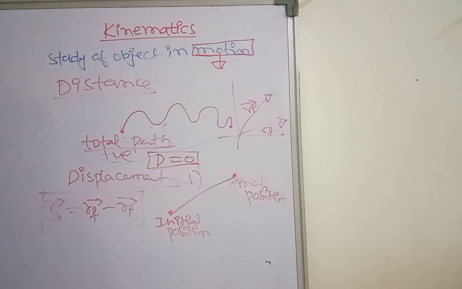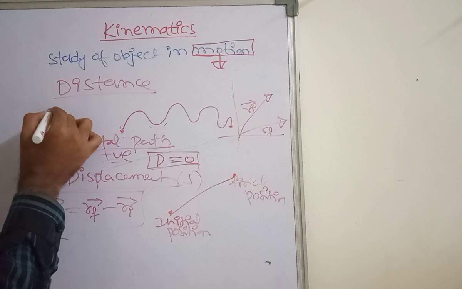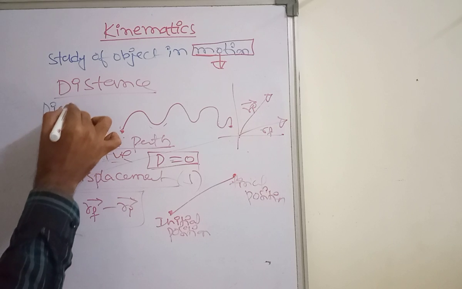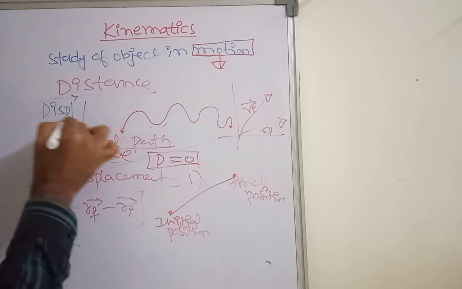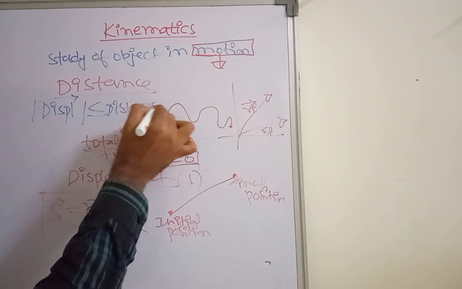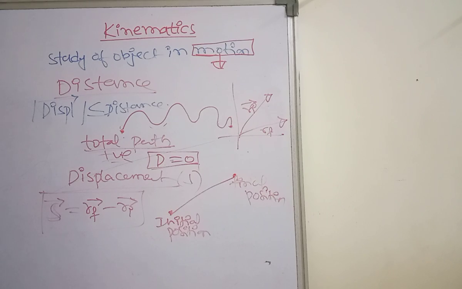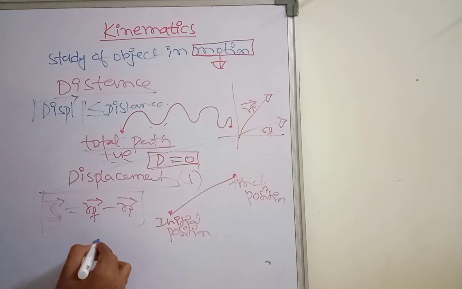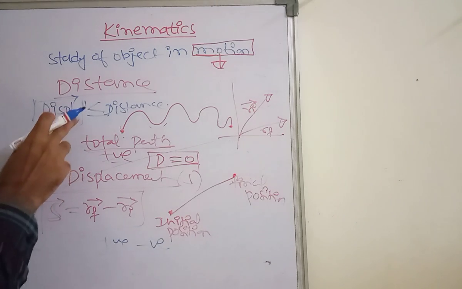Next, we can write displacement less than or equal to distance. In some cases, the displacement is equal to distance. In other cases, distance is greater than the displacement. Here I am applying the mod because displacement may be positive or negative. That's why I am putting the mod.